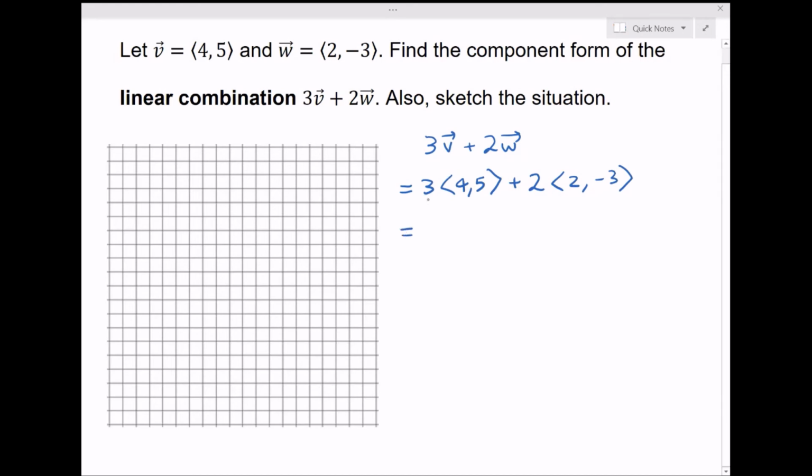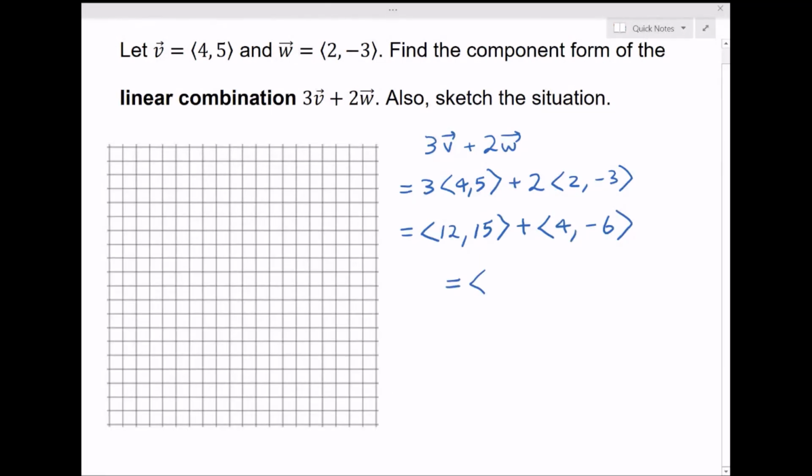So multiply the 3 first, 3 times 4 and 5, so the scaled version of v is 12, 15. And then you also have to do the scalar multiplication for the other one. So you have to do all scalar multiplication first. 2 times 2 is 4, 2 times negative 3 is negative 6. And now, after you're done with all the scalar multiplication, you can add them.